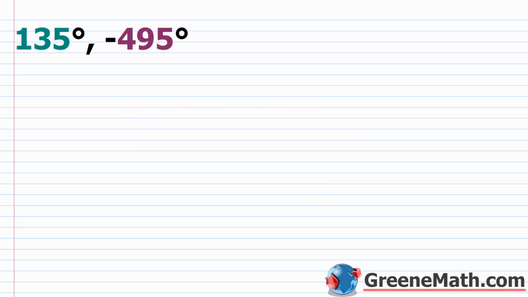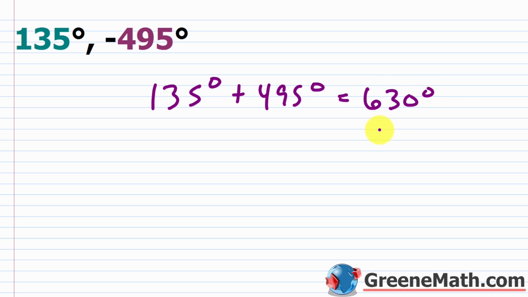For the next one, we have 135 degrees and negative 495 degrees. So again, you can just subtract. You could do 135 degrees minus a negative 495 degrees, which would be 135 degrees plus 495 degrees. In this case, that would give you 630 degrees. And if you don't know off the top of your head if that's going to be a multiple of 360 degrees, you just divide by 360 and see if you get a remainder. So if I punch that up on my calculator, I get 1.75.